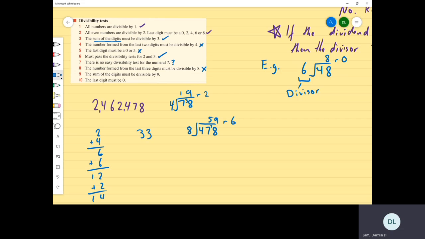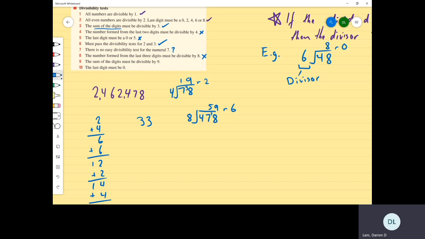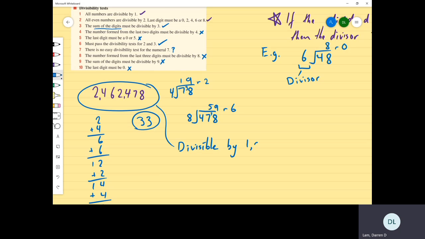For 9, the sum of the digits must be divisible by 9. So let's add the digits again. The sum of the digits is 33. Can it be divided by 9? No, so I cross that out. And the last digit must be 0 in order to be divisible by 10. It's not. So I know that this number is divisible by 1, 2, 3, and 6, and that's it.